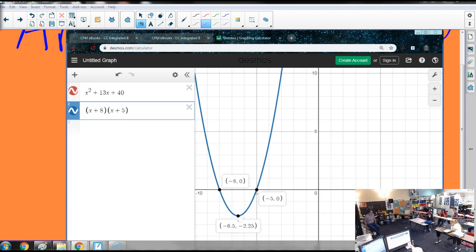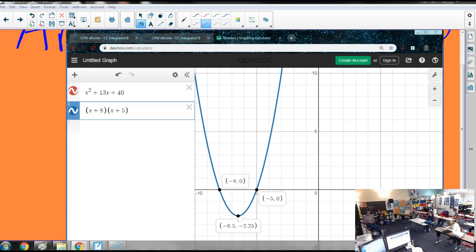Your vertex will always, you might want to write this down, be directly in the middle of your 2 x-intercepts. Can you say that again? The vertex will always be in the middle of your zeros, or the x-intercepts. Those words mean the same thing. The zeros are the x-intercepts. How do you know what the y value would be?